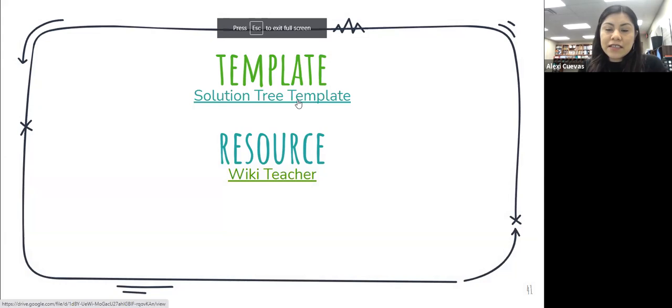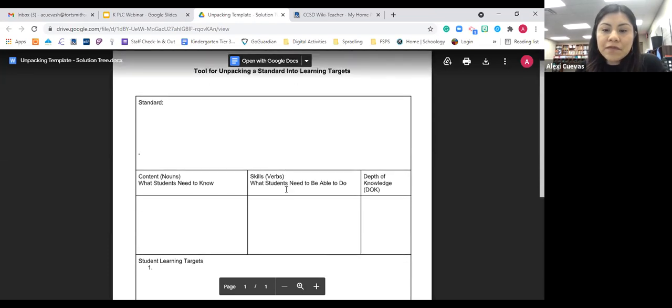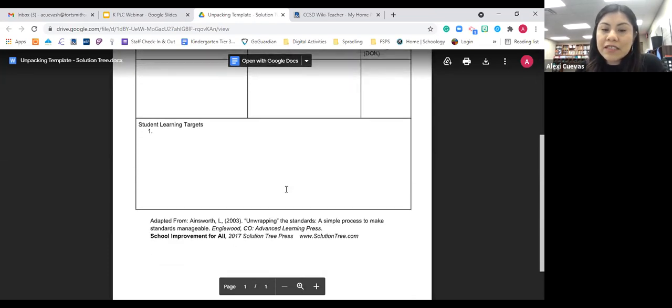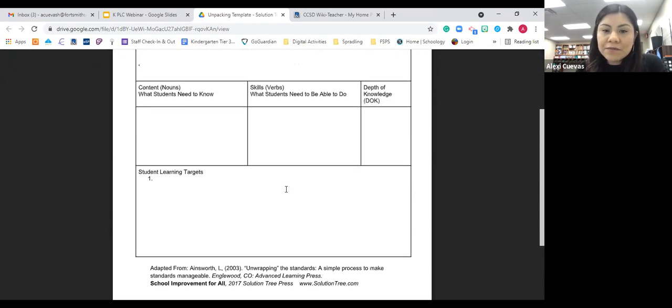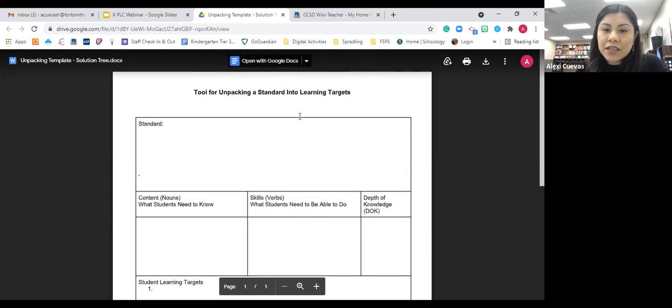And then here's the template that I talked about. This is also on that website that I referenced earlier. This is exactly what we had. We just added the vocabulary section, and so this is on there. You can print that off and use that.